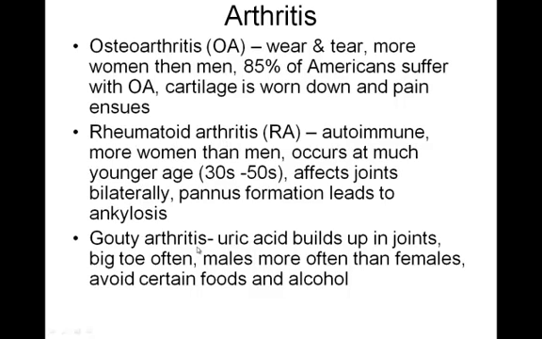Gouty arthritis. Gouty arthritis is the only one that's going to affect males more often than females, and that's because females can get rid of uric acid. Uric acid is the byproduct when we break down nucleic acids, and so females can get rid of that more often than males. Uric acid will crystallize and build up in your joints. The big toe is a common site for the gout to form in, but it can occur anywhere in any joint, knees, elbows, etc.